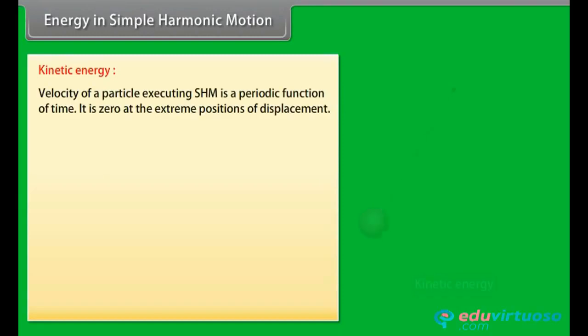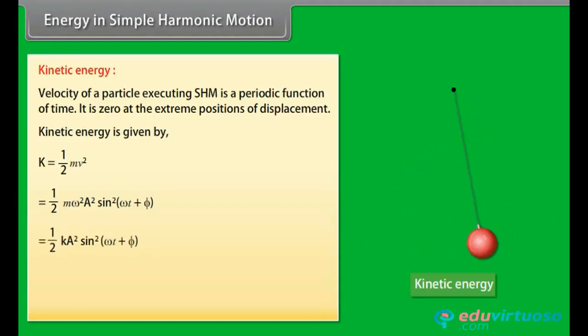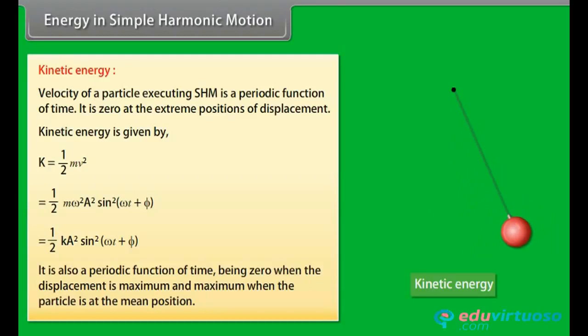Energy in simple harmonic motion. Kinetic energy. The velocity of a particle executing simple harmonic motion is a periodic function of time. It is 0 at the extreme positions of displacement. Kinetic energy is given by K = ½mv² = ½mω²A² sin²(ωt + φ) = ½kA² sin²(ωt + φ). It is also a periodic function of time, being 0 when the displacement is maximum and maximum when the particle is at the mean position.